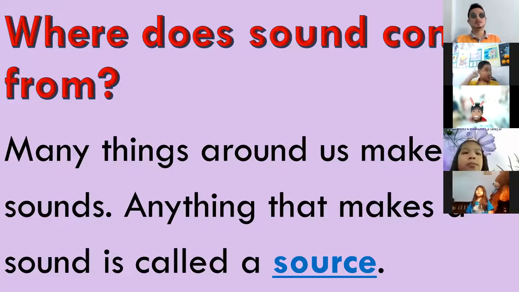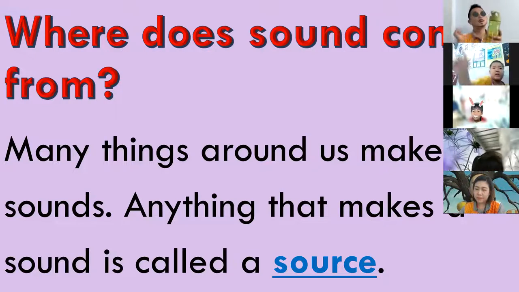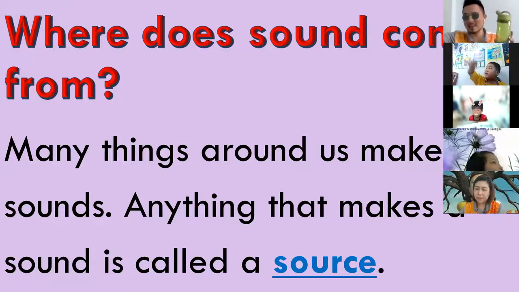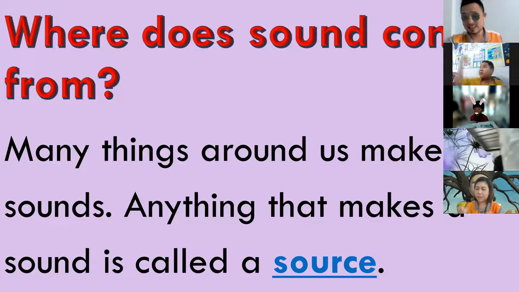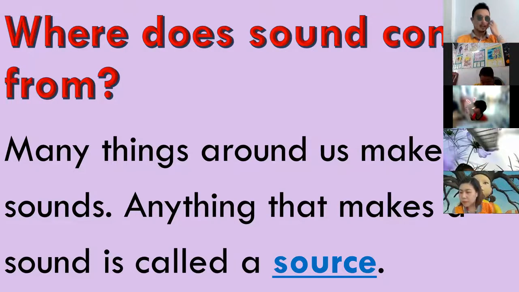So where does sound come from? Many things around us make sounds. Anything that makes sound is called a source. Yeah, teacher Jay is here now. For example, I will make a sound. That is the sound, and this is a sound too. So anything around us that makes sound is called a source. Like for example, I say hello, that is the sound source. That's from me.